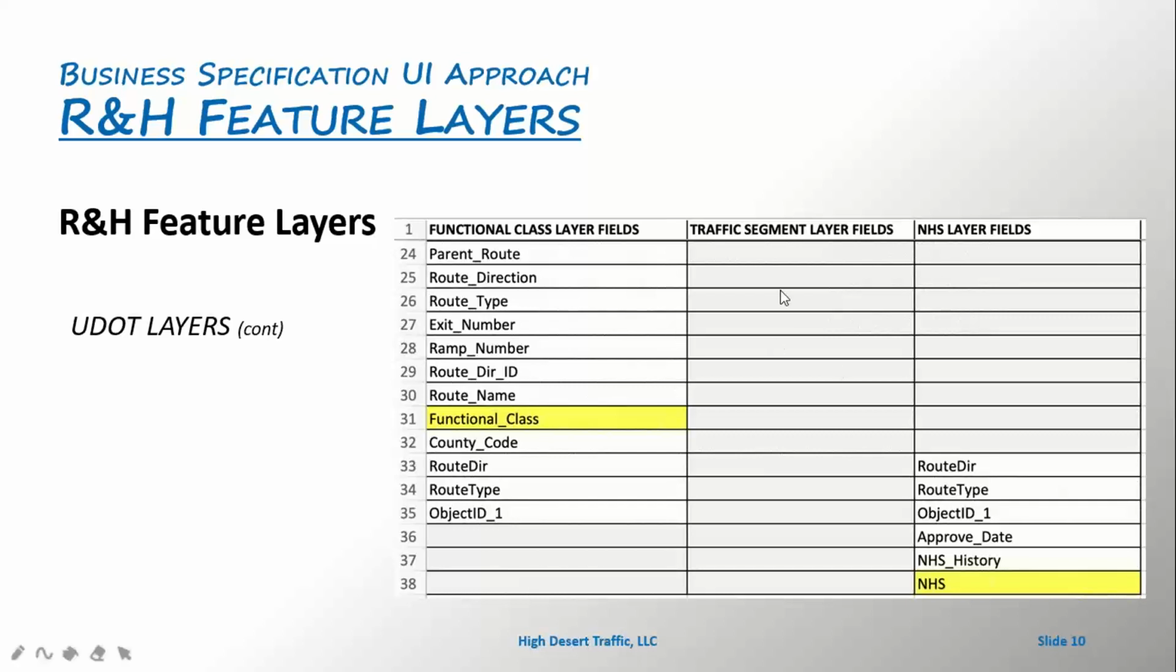So the next one was the traffic segment layer fields, and then you'll see the third column is your NHS layer fields, and you see NHS highlighted, meaning that's going to be the field that we are going to pull from this layer file.